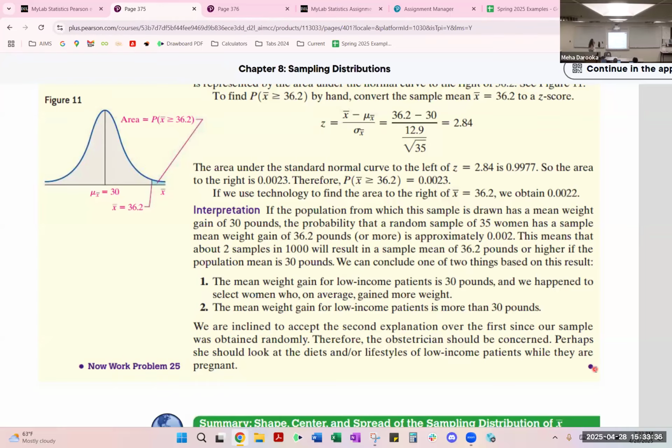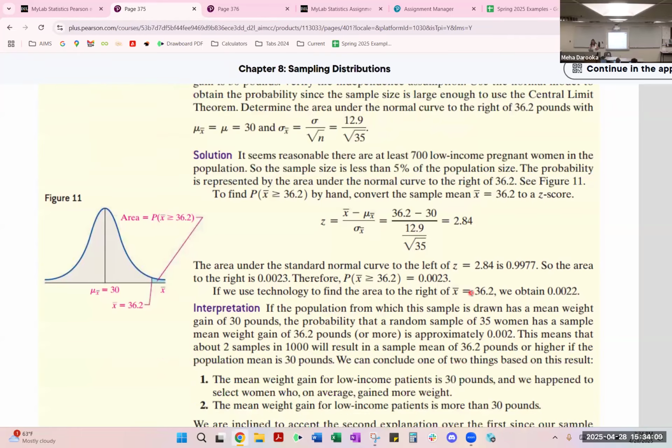We're saying the mean weight gain of low-income patients is 30 pounds, and we happen to select women who on average gain more weight. The mean weight gain for low-income patients is more than 30 pounds. So we are inclined to accept the second explanation over the first, since our sample was obtained randomly. So the obstetrician should be concerned. Perhaps you should look at the diets and lifestyles while they are pregnant, because we're talking about weight gain during pregnancy.